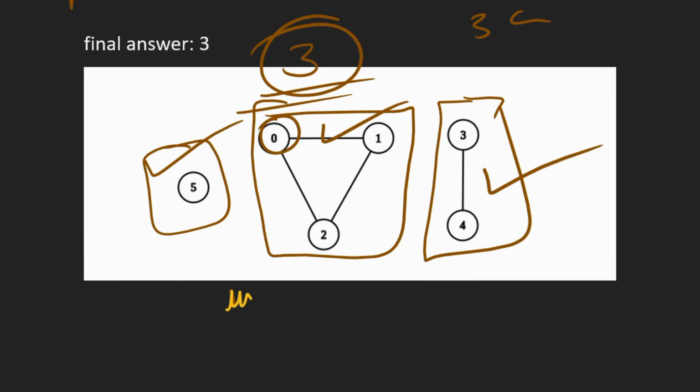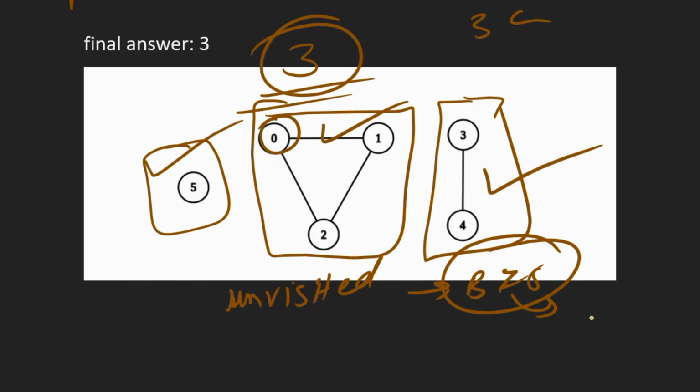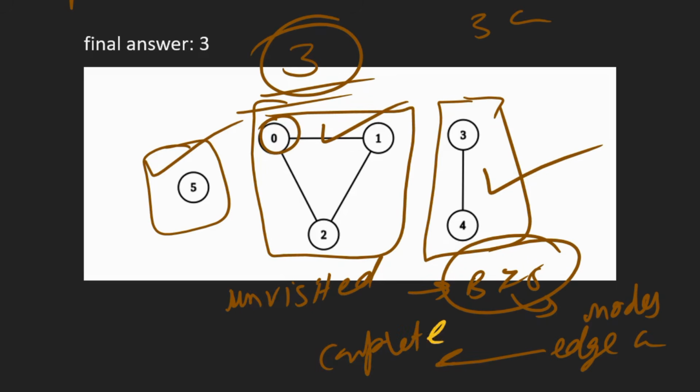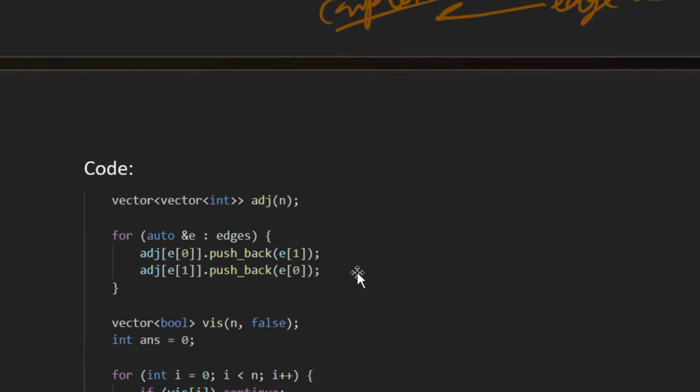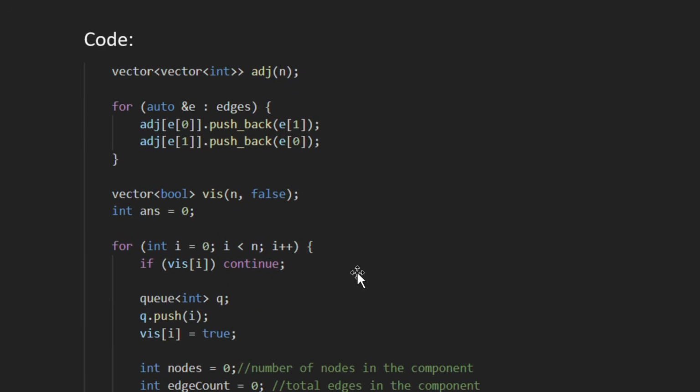So first we find an unvisited node, then we apply BFS from that node, and then we'll find the number of nodes and the edge count in that component, and then using those we'll check whether that connected component is a complete connected component or not. So let's see the code part.